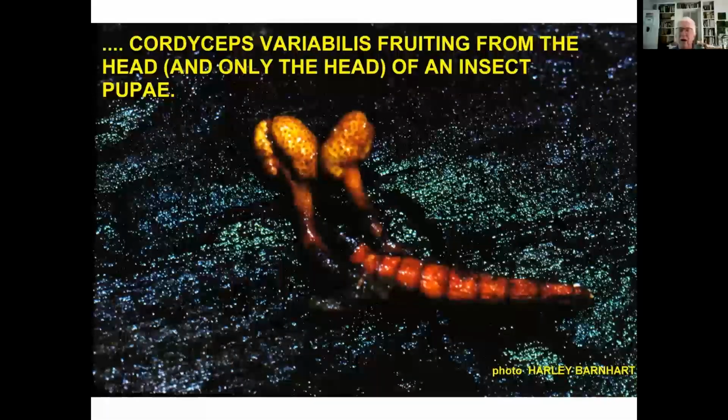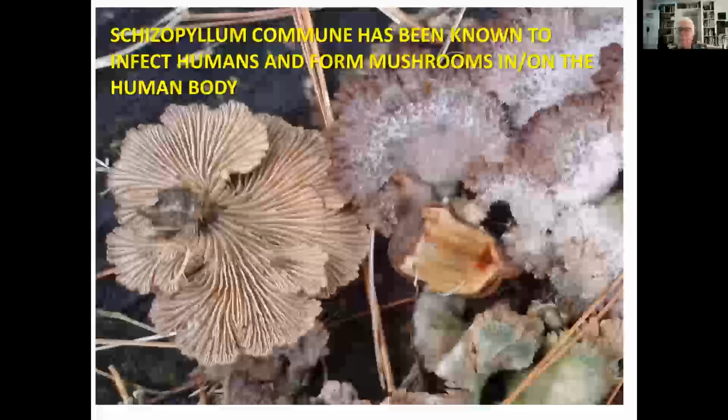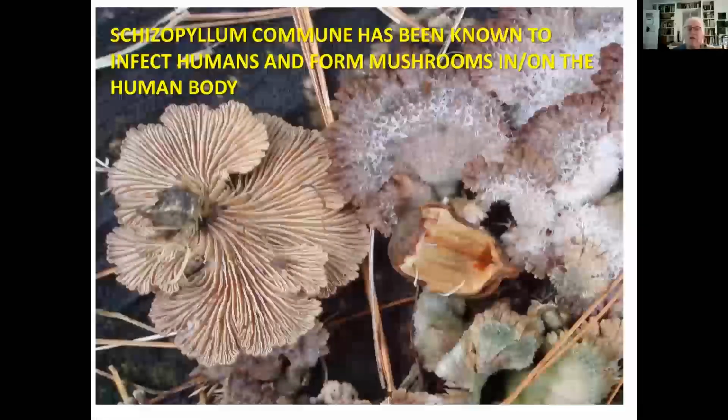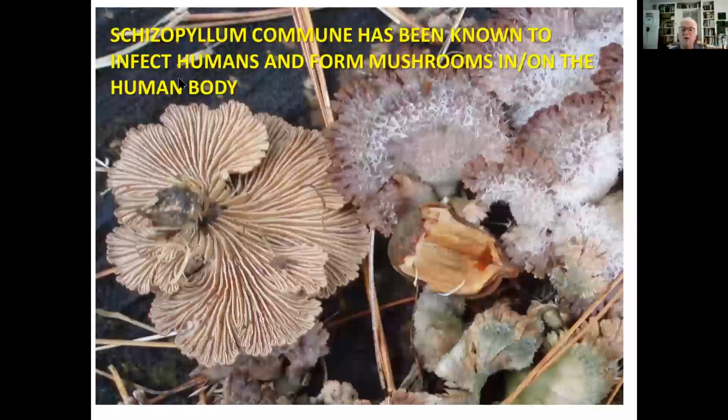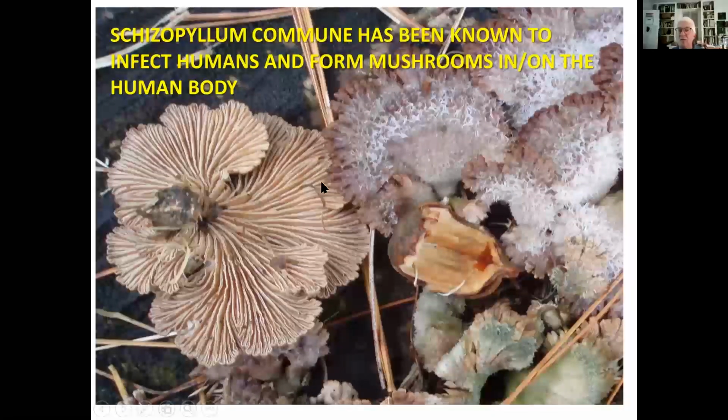Some of them actually, the ants will crawl to the highest part of a tree, and the fungus will grow out of there, so it spreads its spores very far. And this is Schizophyllum commune. It's been known to affect humans and form mushrooms. I've seen photographs of mushrooms on fingernails, on the hard palate inside the mouth. I've seen this mushroom growing as a mushroom on lung tissue inside the lungs.